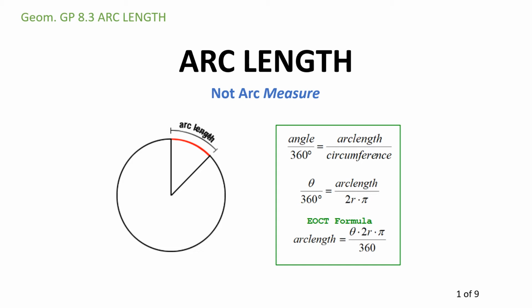Hello, geometry students. In this lesson, we're going to talk about arc length. Now, don't get confused with arc measure. We did that earlier when we talked about the degree measure of an arc. If you look at this arc, it looks like this is a 40-degree angle, making this a 40-degree arc. But that's not what we're looking for. We're actually talking about the distance around.